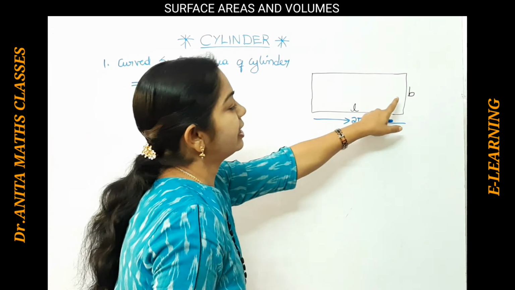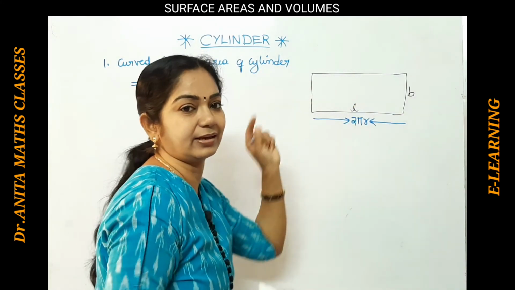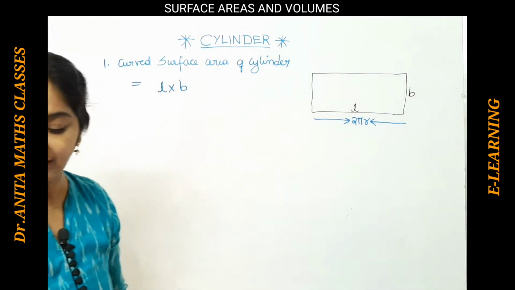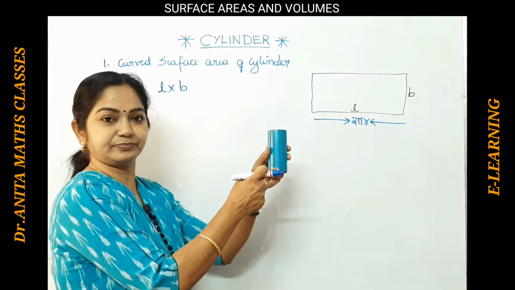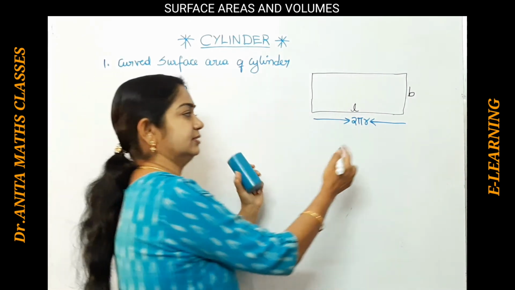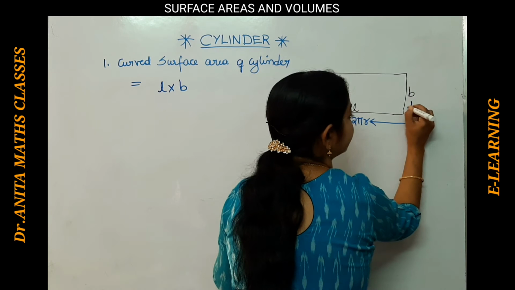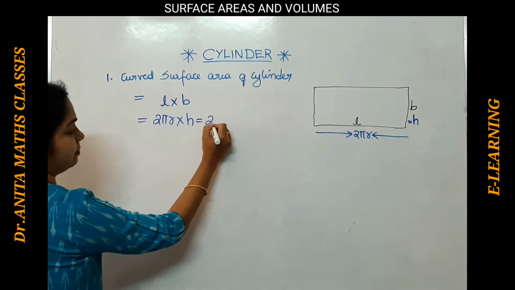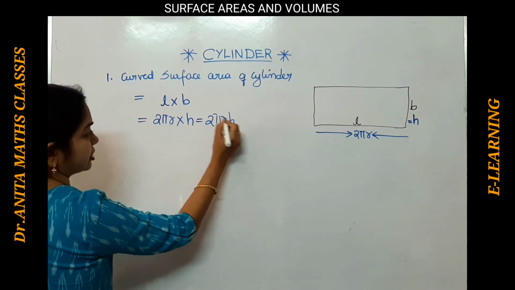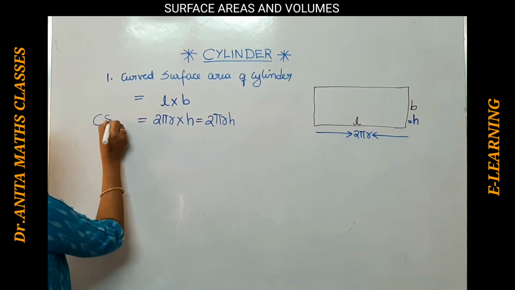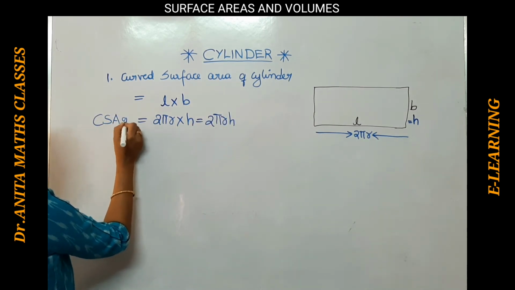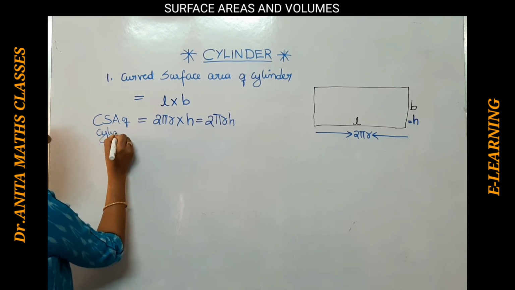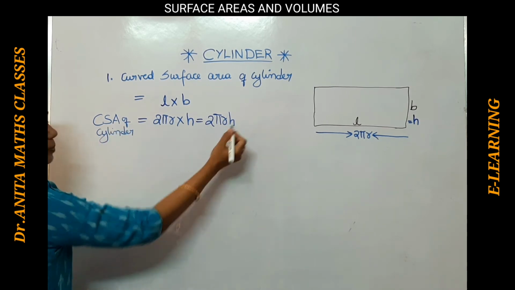As well as, you are joining the breadths of the rectangle. The breadth will become the height, isn't it? This is the height here. Breadth will become height here. Height of the cylinder, that is, 2 pi r h is the CSA. We can in short call it the CSA of cylinder. Curved surface area of cylinder is 2 pi r h.